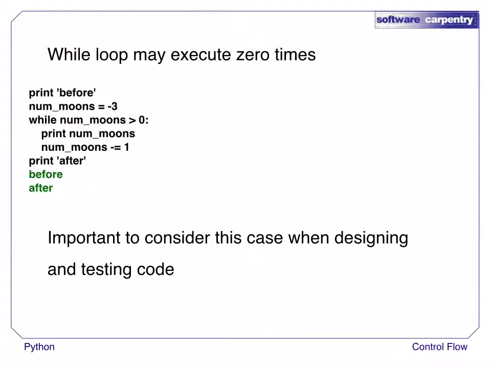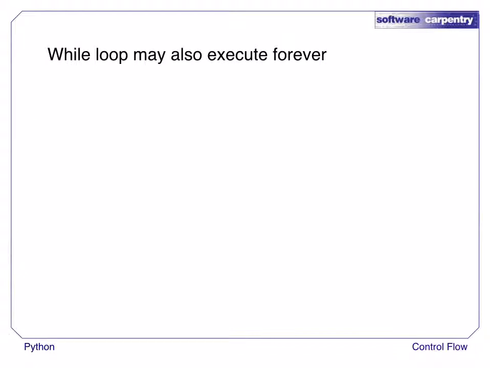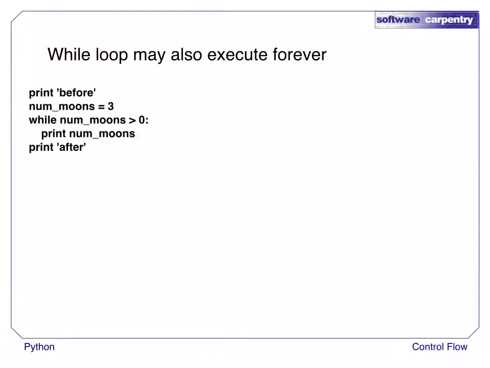It's important to keep this 0-pass condition in mind when we design and test code. And if we're not careful, a while loop may also execute forever. So let's take a look at this code again. This copy of the program doesn't subtract 1 from num_moons inside the loop body. So it prints before, then 3, then 3 again, and then another 3, and so on.